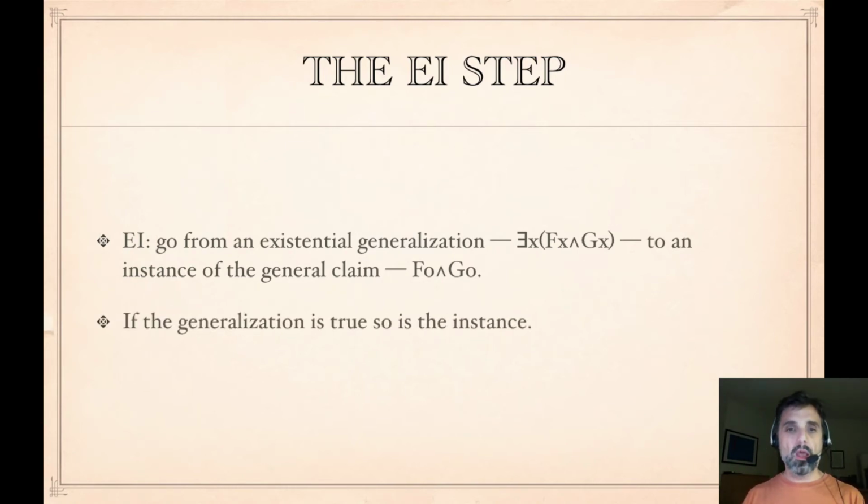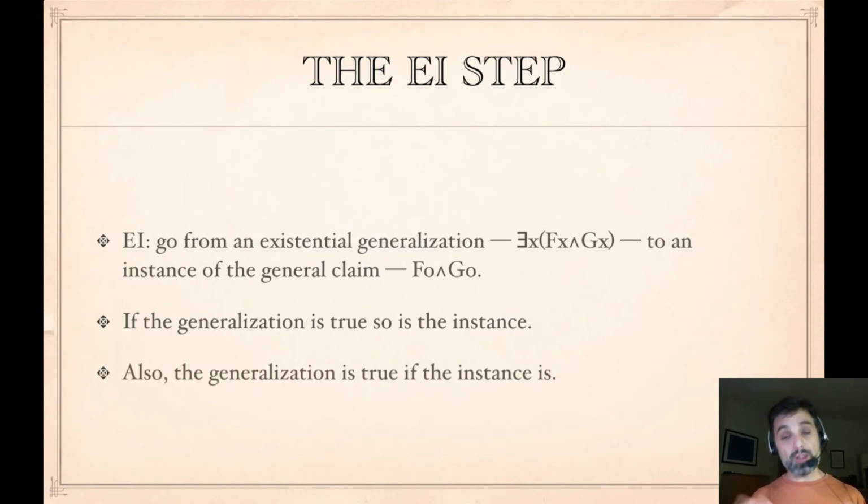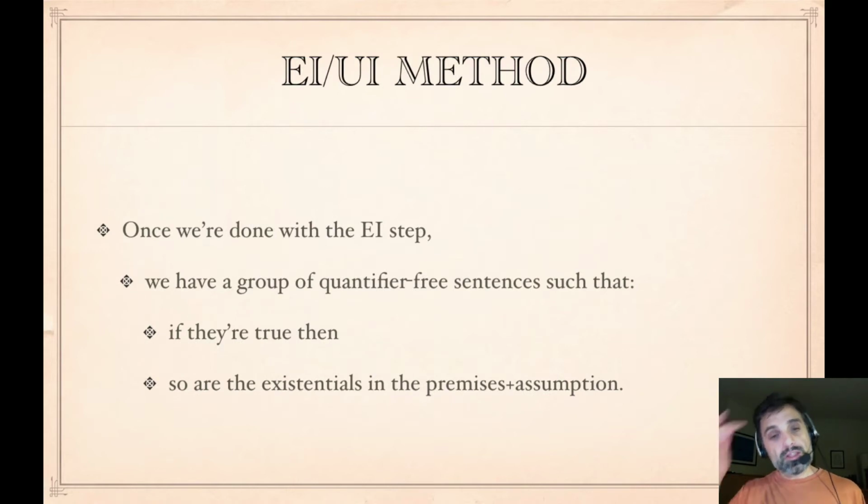Okay, fine. It's a valid rule in the context of our system, and that means that if the generalization is true, the instance is true. If the premise is true, the conclusion is true, where the premise is the generalization and the instance is the conclusion. But it's also the case that if the conclusion is true, then the premise is true. If the instance, fo and go, is true, then so is the premise, the generalization. So that means that when we're done with the EI part of the first stage, we get to some quantifier-free sentences that are like this.